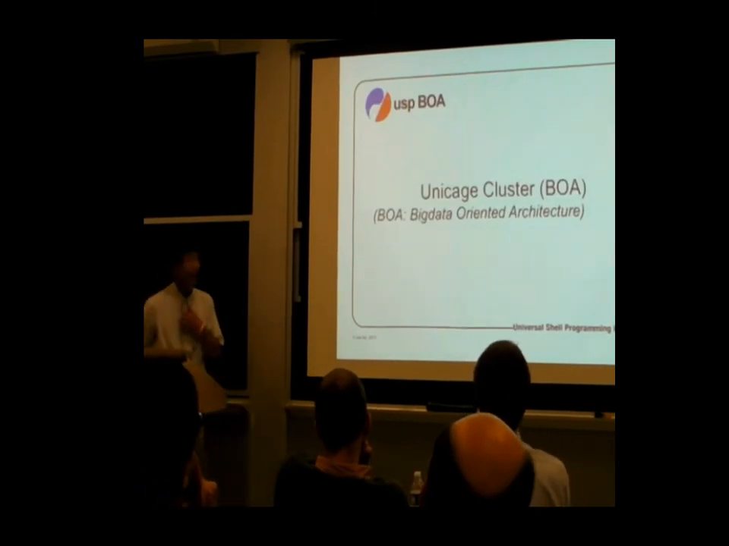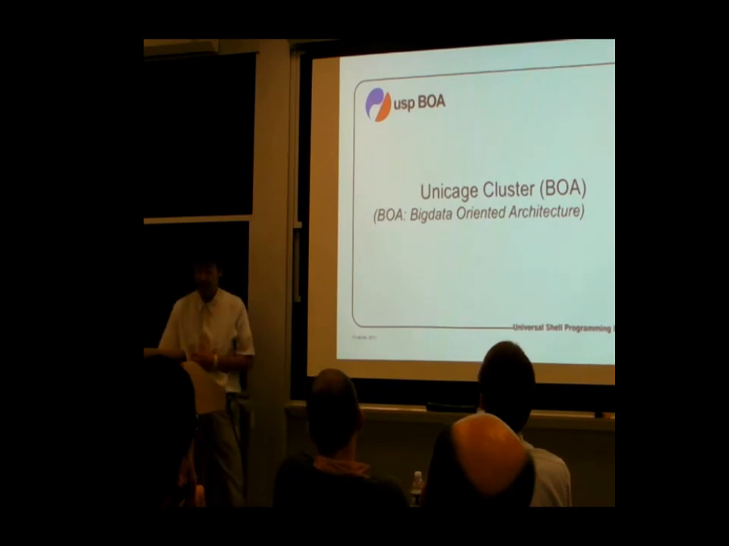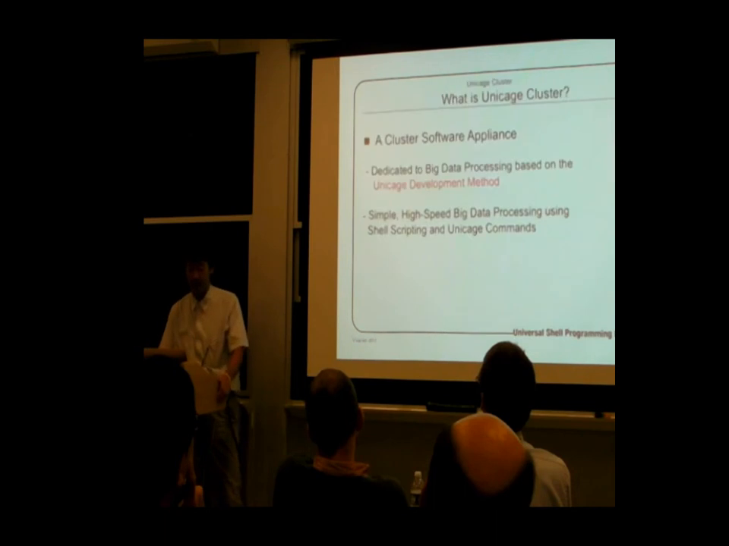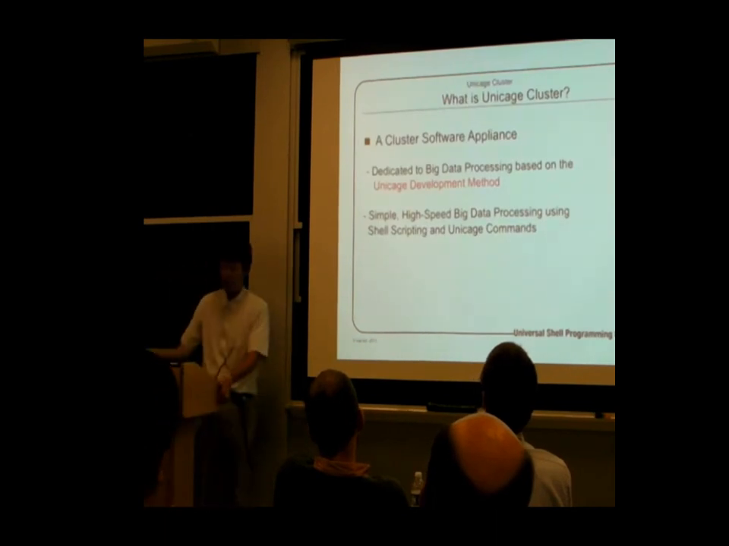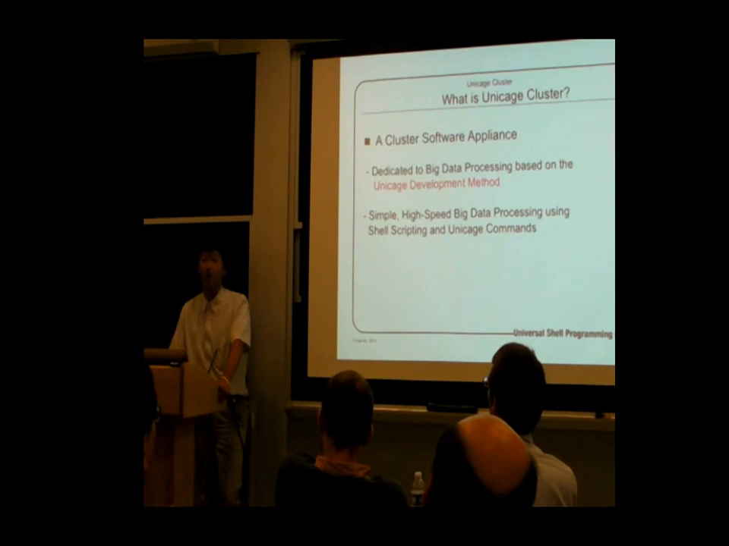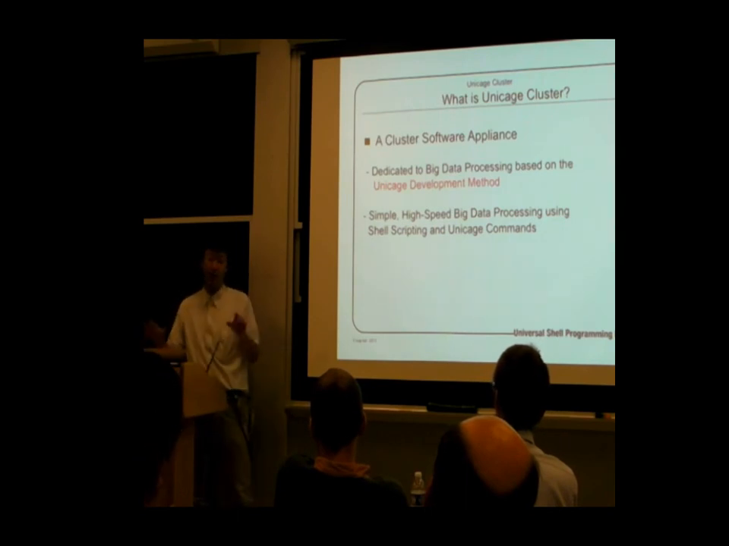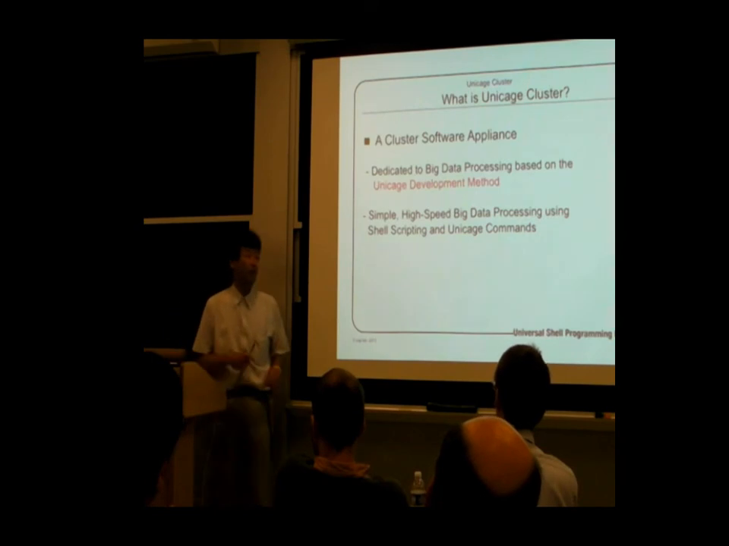And next, let's move on to the next section. Unicage cluster, BOAR, Big Data Oriented Architecture. It is a command set, a cluster and para command set. BOAR is a cluster computing appliance dedicated to big data processing based on Unicage development methods. It is implemented in Unix OS with the original Unicage shell and Bourbon file system. The Bourbon file system is like a kernel patch, where we customize the write and read system calls, and a big file, for example 10 gigabytes or so, can be seen as many small files. So we customize the OS.